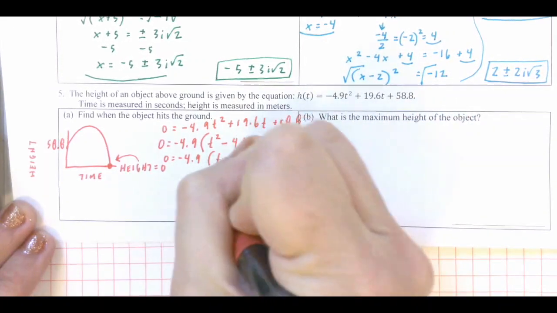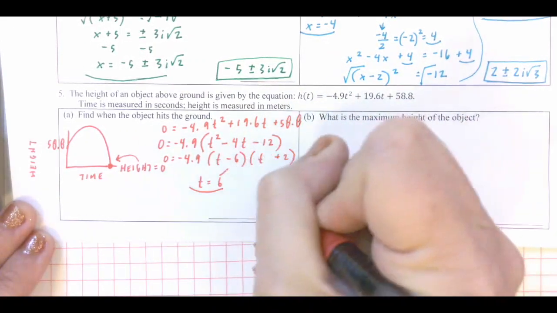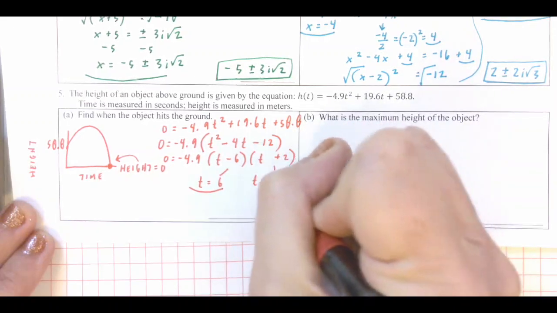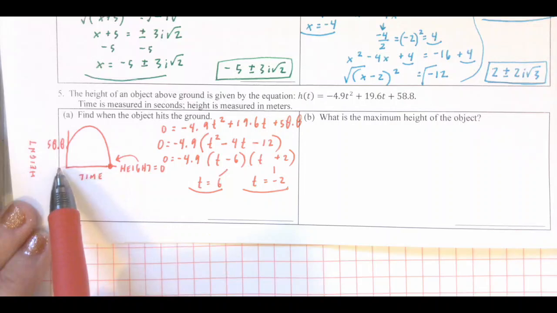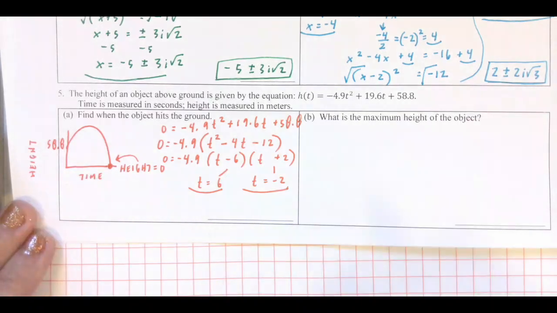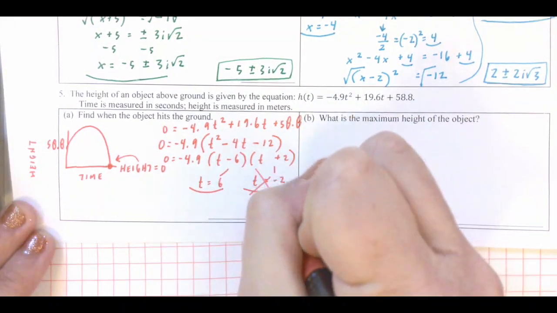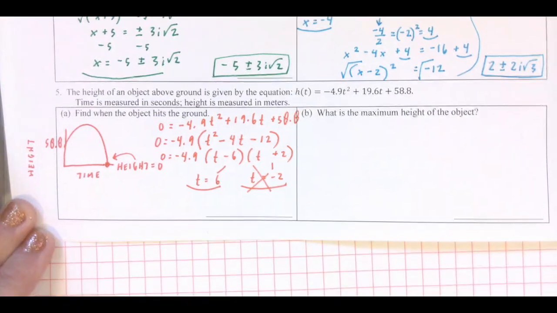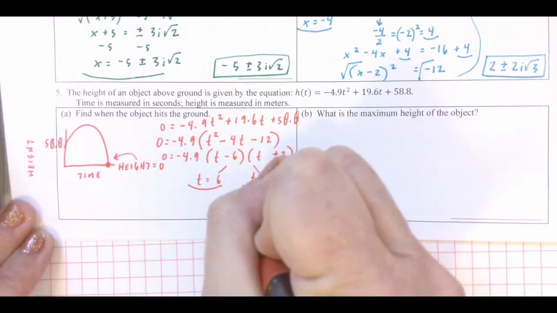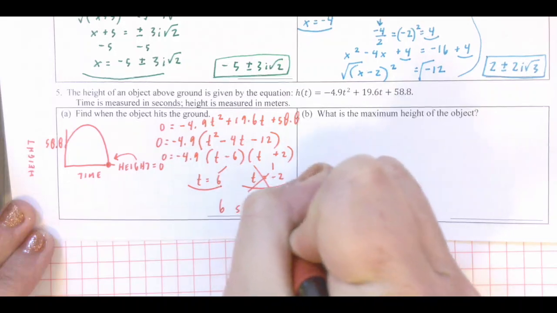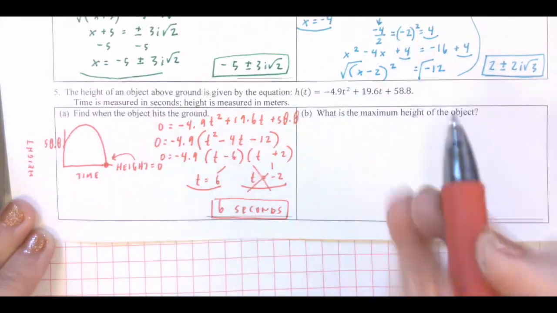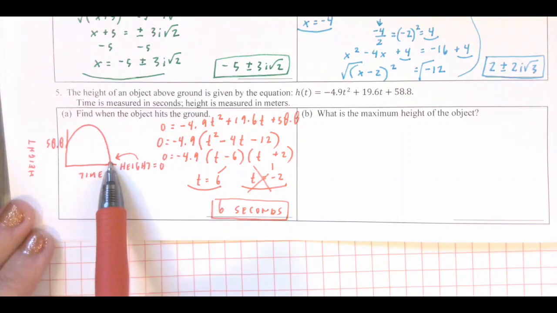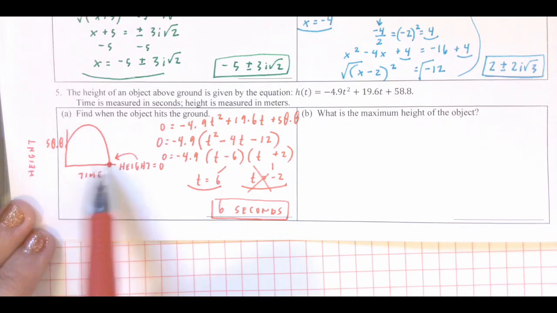So here's that GCF, and then t minus 6, and then t plus 2. So I could have a solution where time is 6 seconds, or where time is negative 2 seconds. So here's the 6, the negative 2 would have been over here. Can't go back in time. That's an extraneous solution, so I'm going to cross it out. The solution that I'm looking for is 6 seconds. So as a point right here, this would be 6, 0. At 6 seconds, the height is 0.